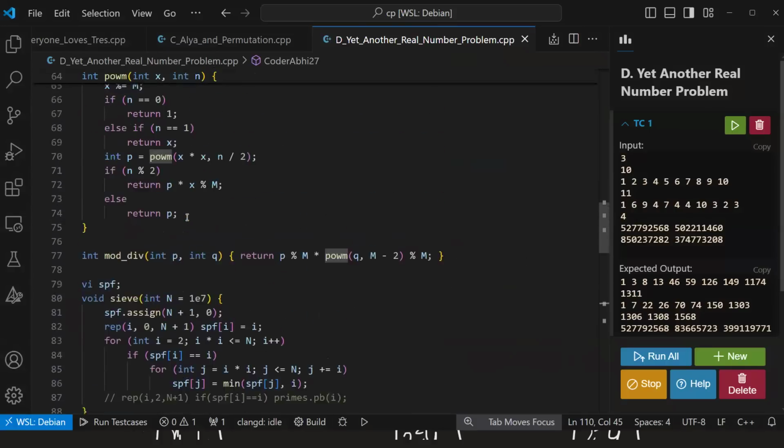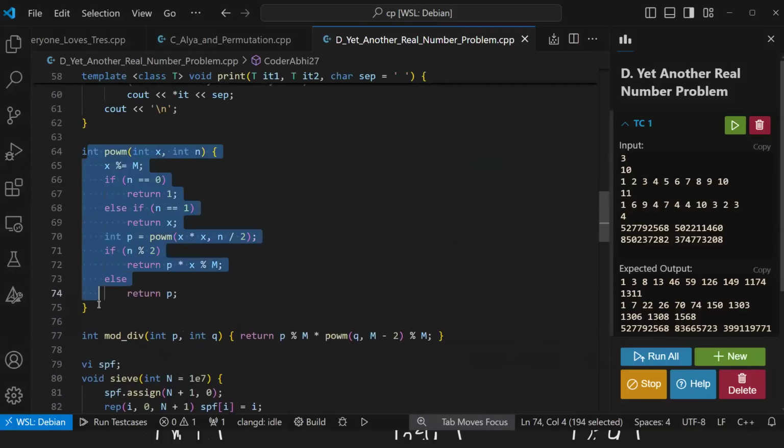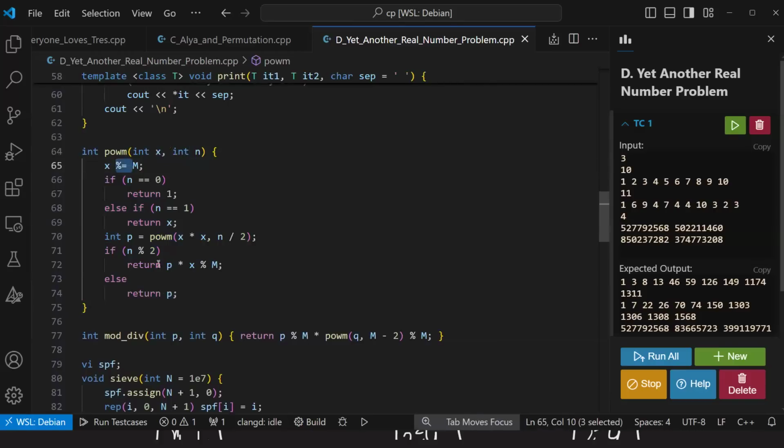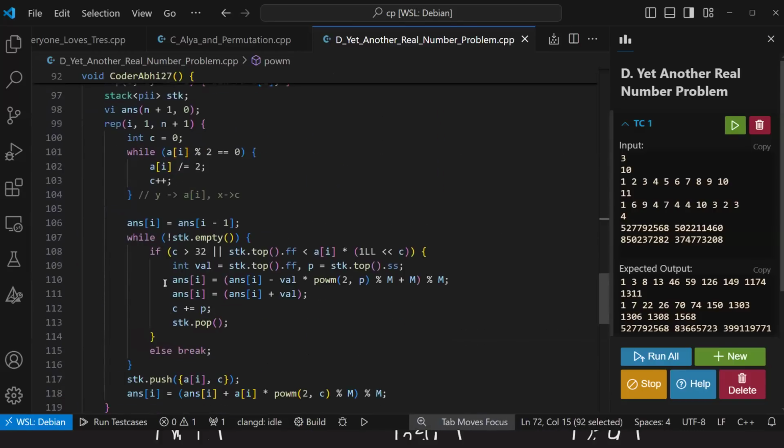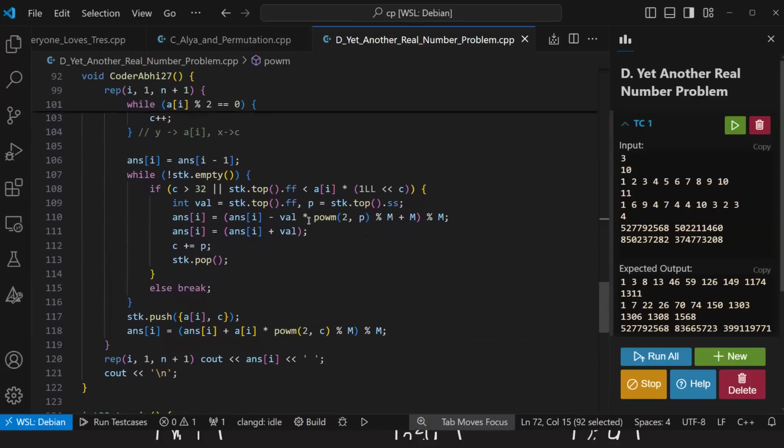This is a binary exponentiation function which is calculating x to the power n mod m. It's doing mod m always, so that it doesn't exceed the long range. I'm doing it everywhere mod m. So val into 2 to the power p mod m. Since I'm subtracting, I have to do a plus m mod m. You know the property of modulo: whenever you do subtraction, you have to do a plus m to maintain it mod m.